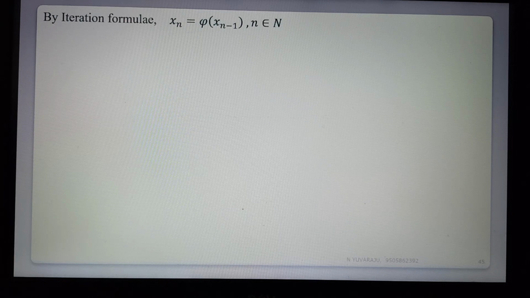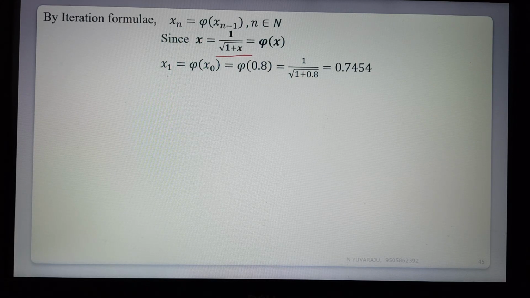By the iteration formula, xn is equal to phi of xn minus 1, n belongs to N. Phi of x is 1 by root of 1 plus x. This is the phi of x. First approximation: x1 is equal to phi of x naught, and phi of x naught is equal to phi of 0.8.